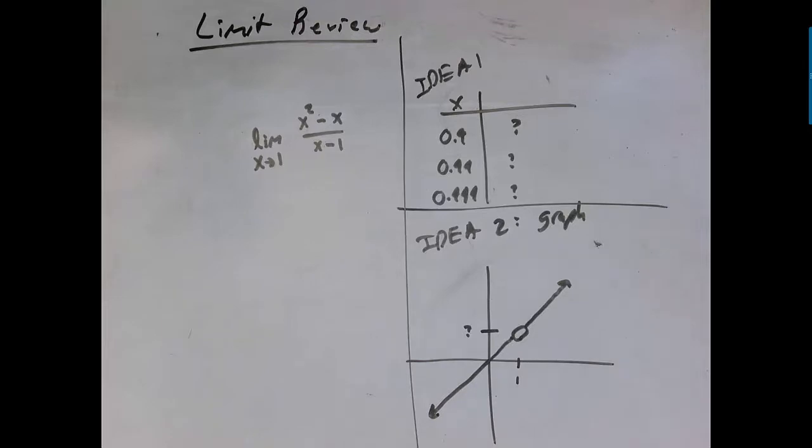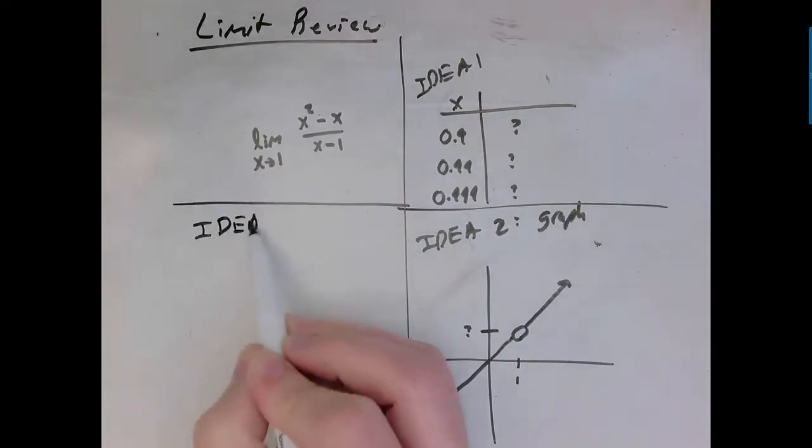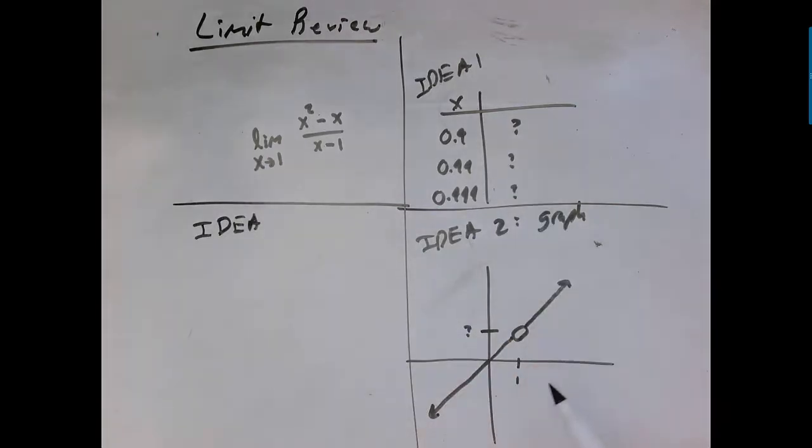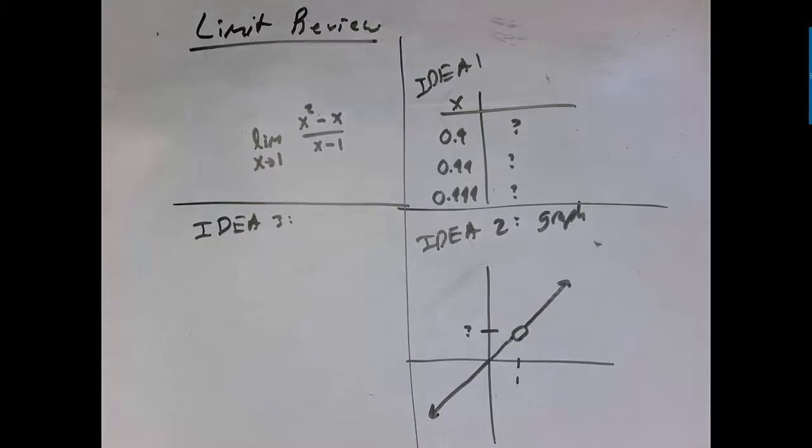But where's the hole? You have a technique for evaluating this also, and this is probably the best idea, because these ones you're just approximating. You're just making guesses based on pictures, really. Idea 3 is actually simplify the expression to figure out what's the y value where the hole is.